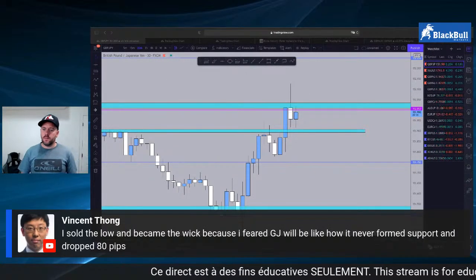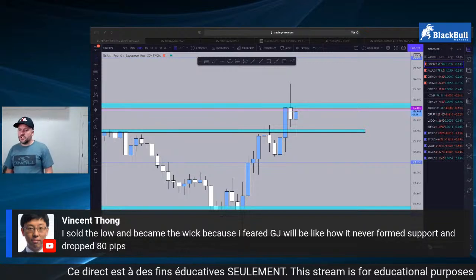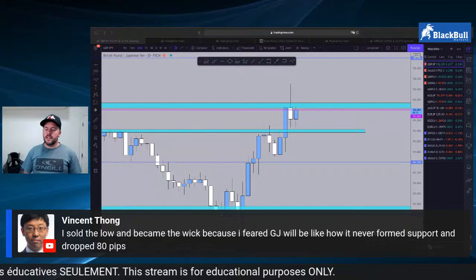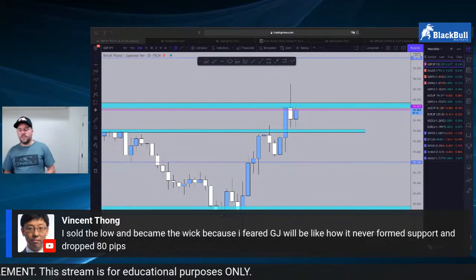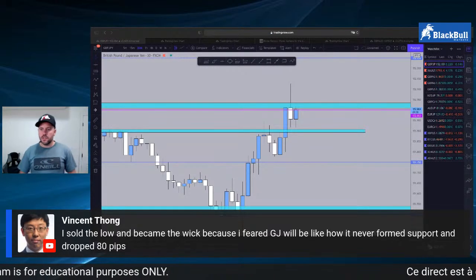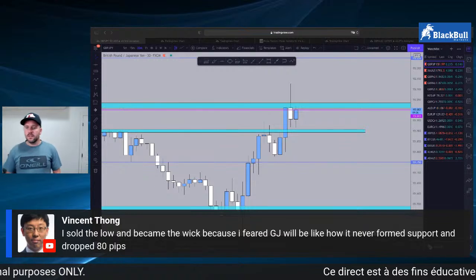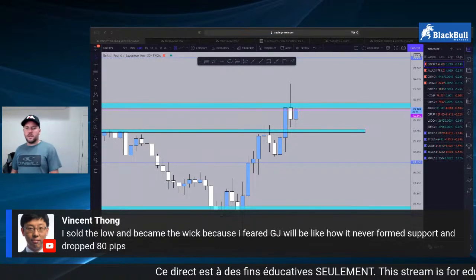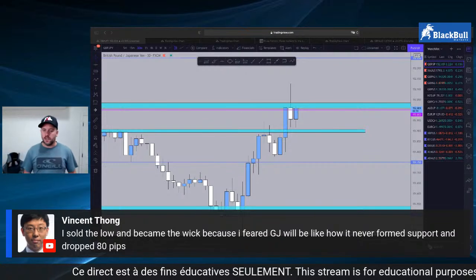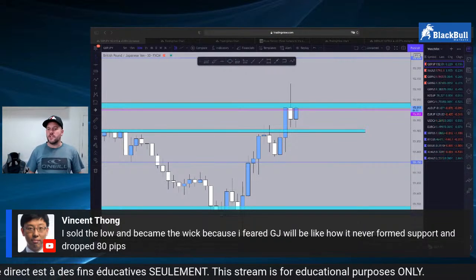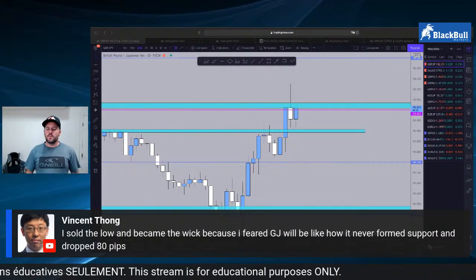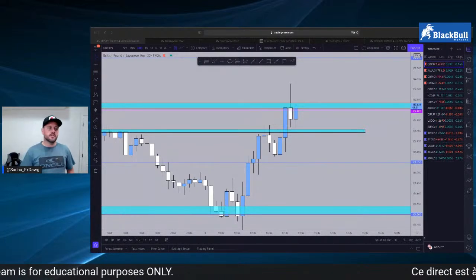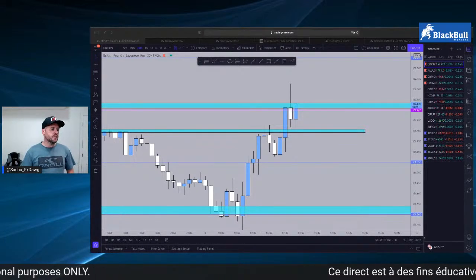I sold the low and became the wick because I feared GG would never form support and drop 80 pips. Yeah, that's FOMO. You need to stay away from that, man. Just stick with your plan. If it drops 80 pips, it drops 80 pips. It will drop another 80 pips tomorrow or the day after, next week, and you'll catch the next move. You prefer missing a move than getting a loss, right? So that's how I see it.